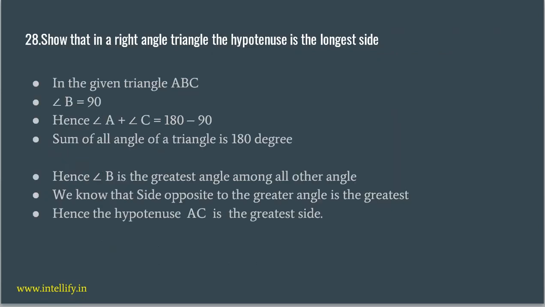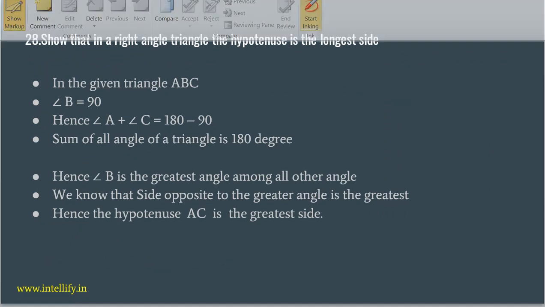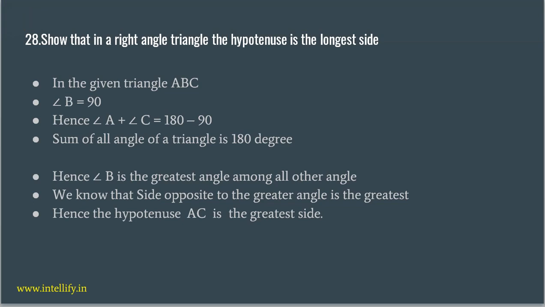Let's jump on to question number 28. We have to show that in a right angle triangle, the hypotenuse is the longest side. So here it is, a right angle triangle.